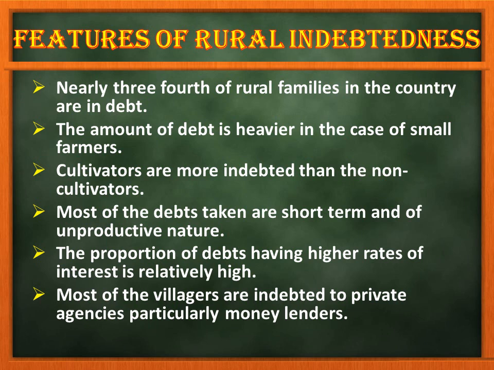The proportion of debt having a high rate of interest is relatively high. The main thing is the poor farmers are not able to repay the interest, and also not the principal. So most of the villagers are indebted to private agencies, particularly the money lenders, not to the bank but to the money lenders. What they will do, they will squeeze the blood of the farmers. Farmers oda ரத்தத்தை உறிஞ்சி எடுத்துருவாங்க. Yes.